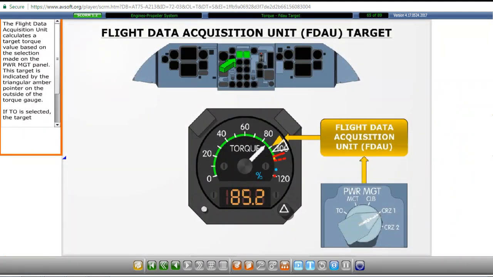The Flight Data Acquisition Unit calculates a target torque value based on the selection made on the power management panel.